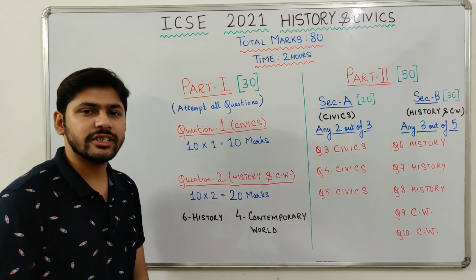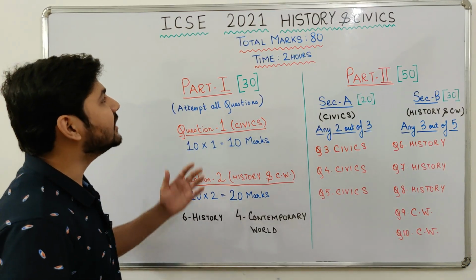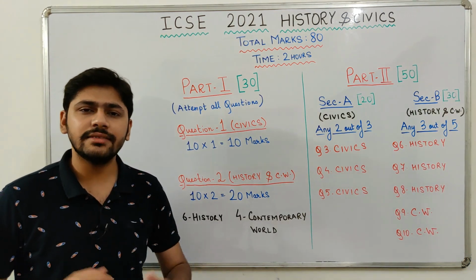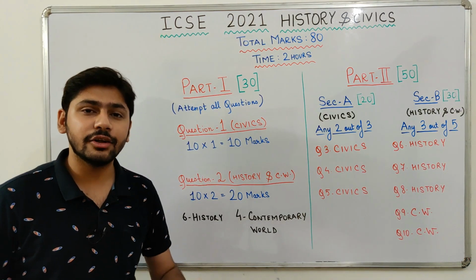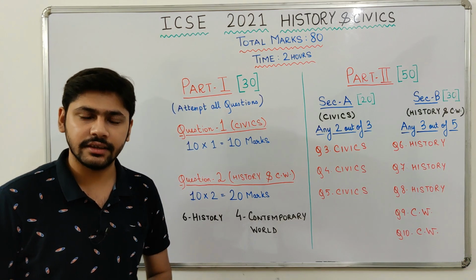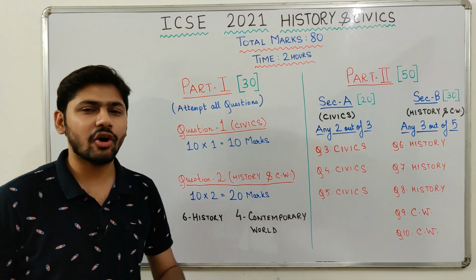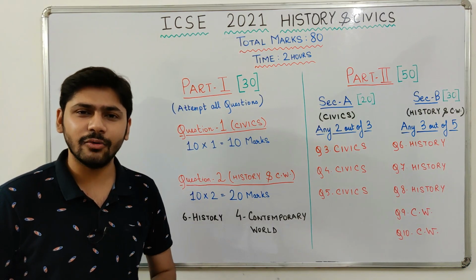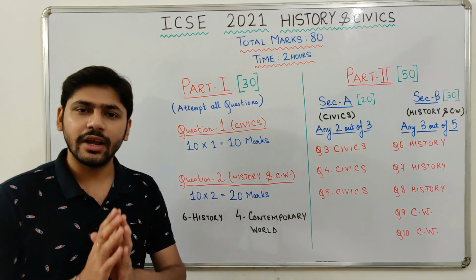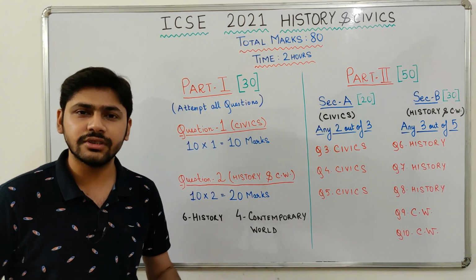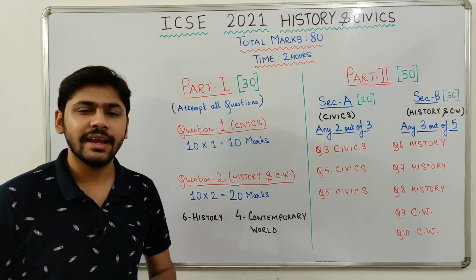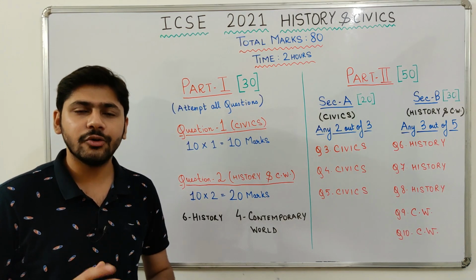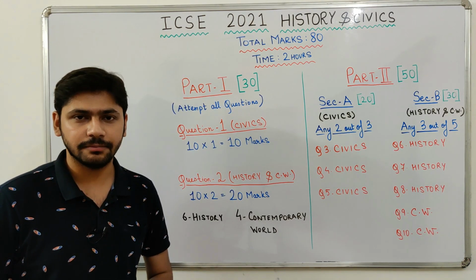Let's begin with the question paper pattern, ICSE 2021 History and Civics. Now, in this video, we are not covering the reduced syllabus of History and Civics because it would have taken a lot of time, and the reduced syllabus was released by the council quite a while back. So I hope all of you know the reduced syllabus. Anyways, I'll put a link in the description box below from where you can check the reduced syllabus.